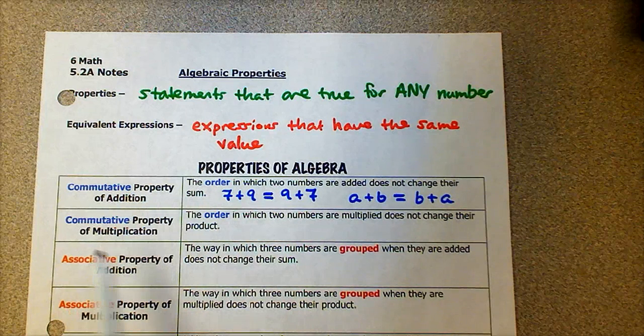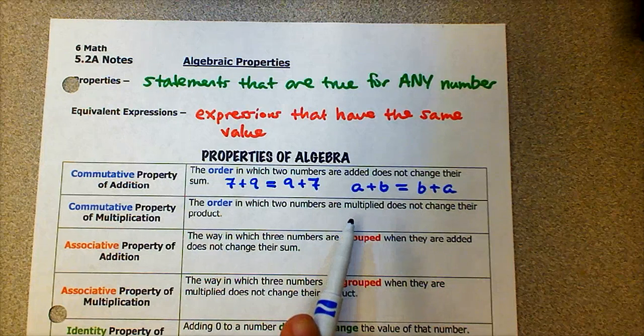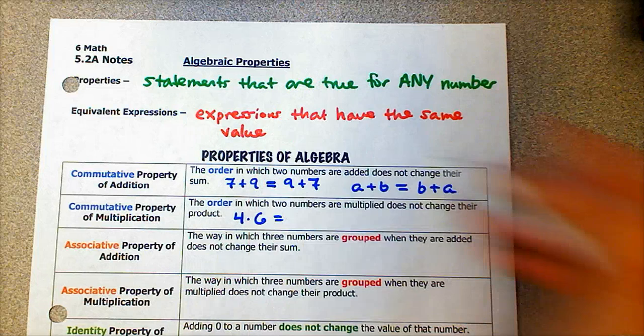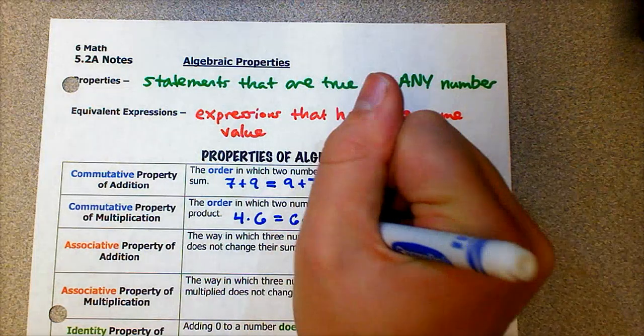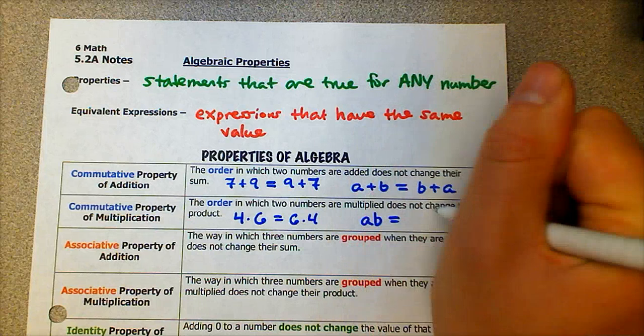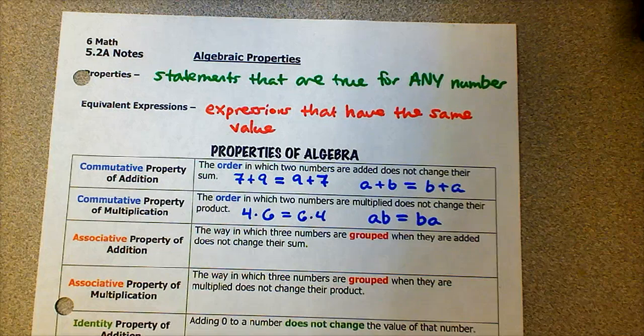It also works for multiplication. The order in which 2 numbers are multiplied does not change their product. 4 times 6 is equal to 24. That's the same thing as 6 times 4. And ab means a times b. That's going to be the same thing as ba. So that's what the commutative properties say.